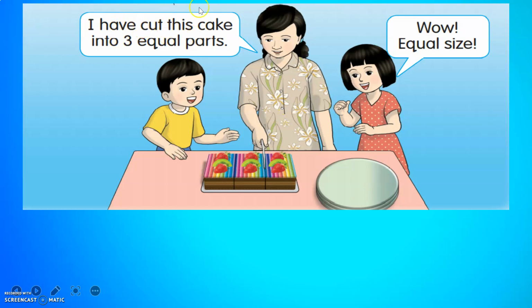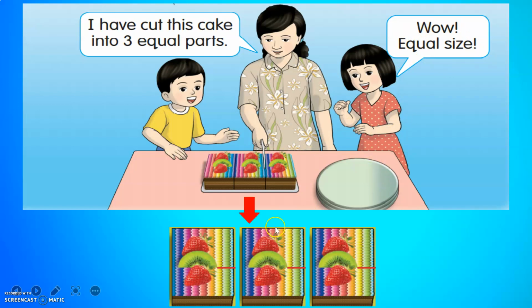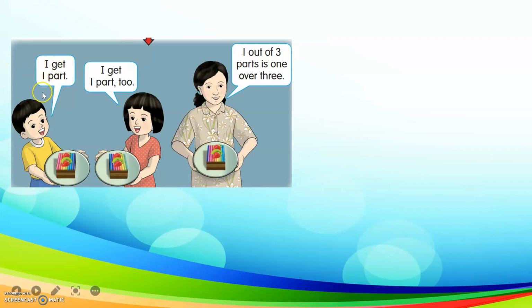I have cut this cake into 3 equal parts. There is only one cake, and there are 3 of them, so their mother cuts the cake into 3 equal parts. She cut the cake. Wow! Equal size. The cake will be like this. Okay, 3 parts are equal. I get 1 part. I get 1 part too. And then the mother said, 1 out of 3 parts is 1 over 3.